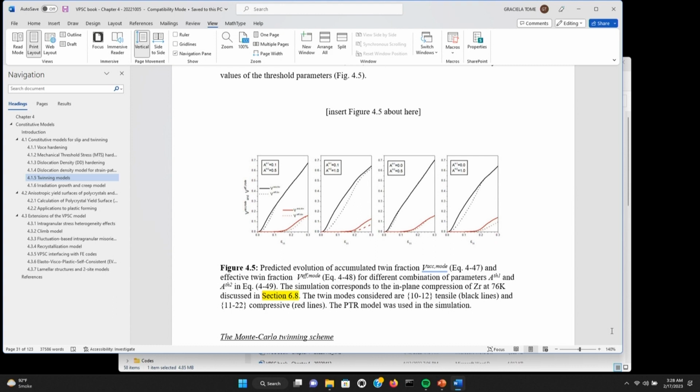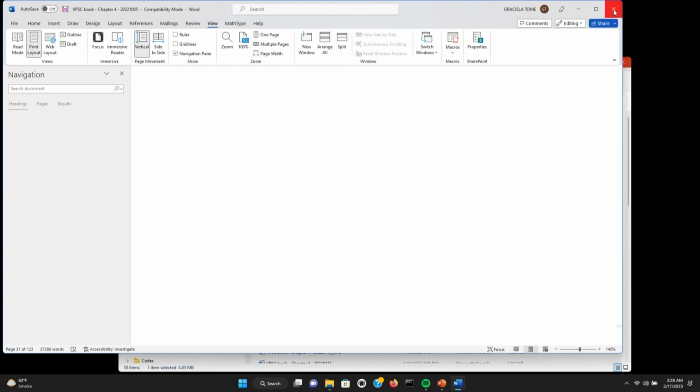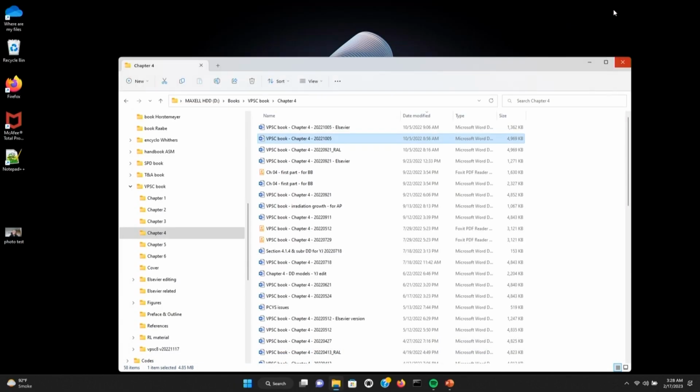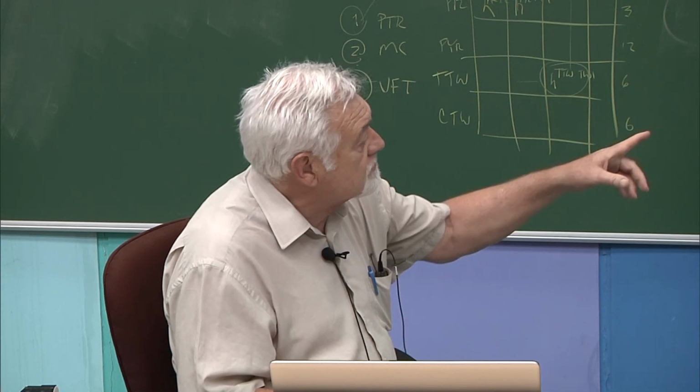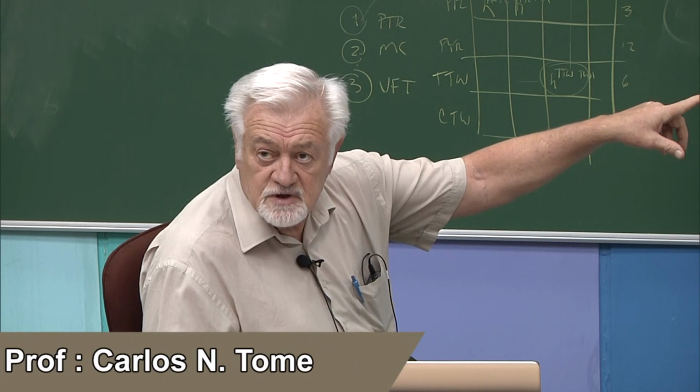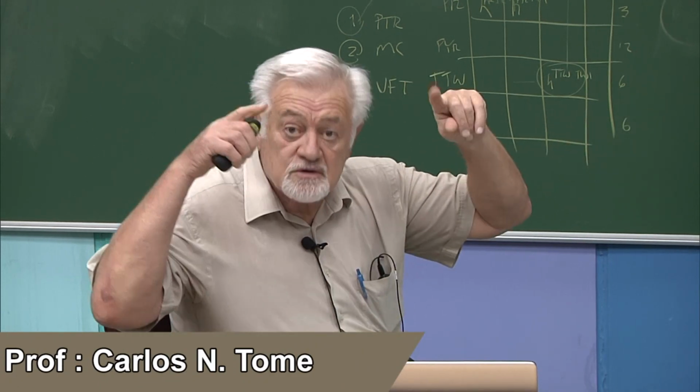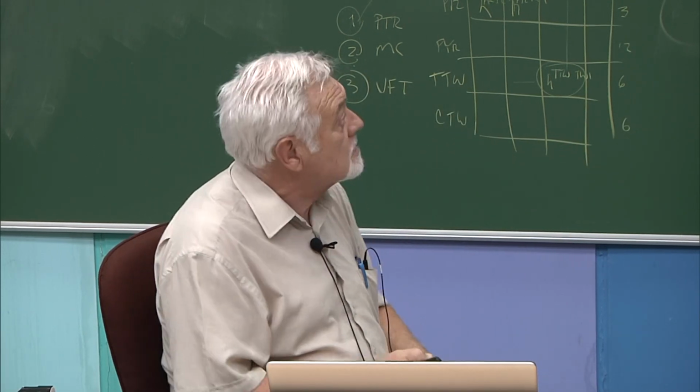So it's a second order effect, really, changing those in a wide range. It doesn't really change much the results of your simulation using different values. What really matters is that you keep your effective twin fraction as close as possible to the measured twin fraction, the one associated with the shears.